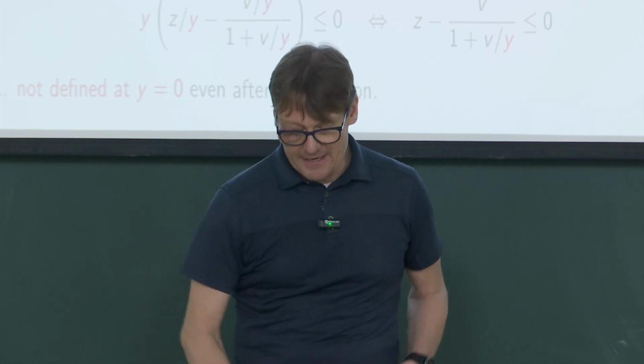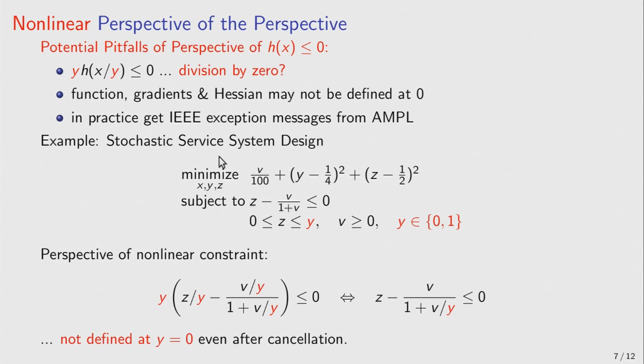There's a very simple problem that, again, people have looked at, the stochastic service system design problem. It's just a 3-dimensional problem. There are 2 continuous variables and 1 binary variable: z is a continuous variable, v is a continuous variable, and y is the binary variable here. And the perspective of this constraint is you use this formula up here, and if you write this out, then you end up with this term over here. So what I did was, you just plug in the formula. The interesting part is that in this case, the linear terms just cancel out, but you're left with this term in the denominator. So that's not defined if y is equal to 0, even after cancellation.